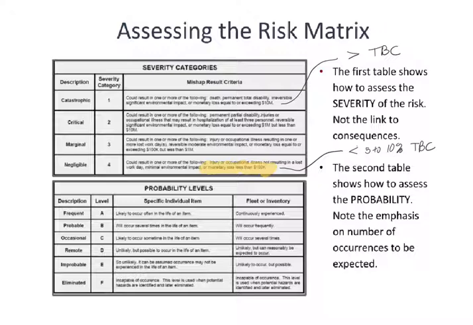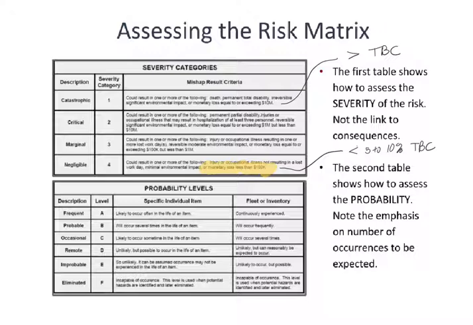Okay, that's the severity. Again, there's a bit of qualitative to it because you have to make the judgment yourself. Well, could this result in death or could it not? So there's a bit of a qualitative assessment, but it gives you a metric to go by. Down here in the probability scale, you'll note that there's an emphasis on the number of occurrences.